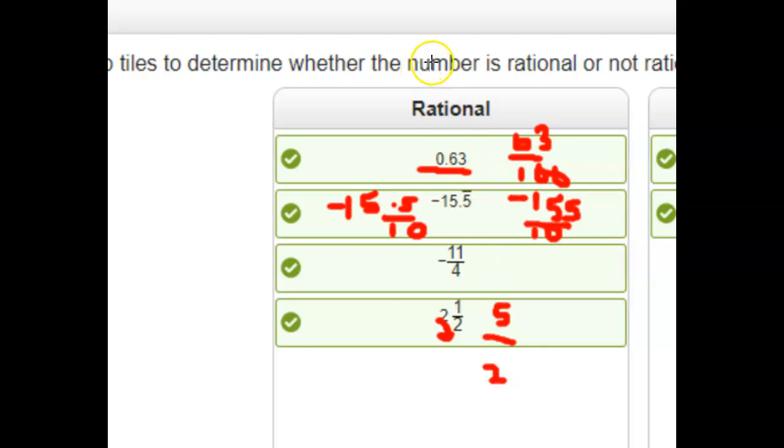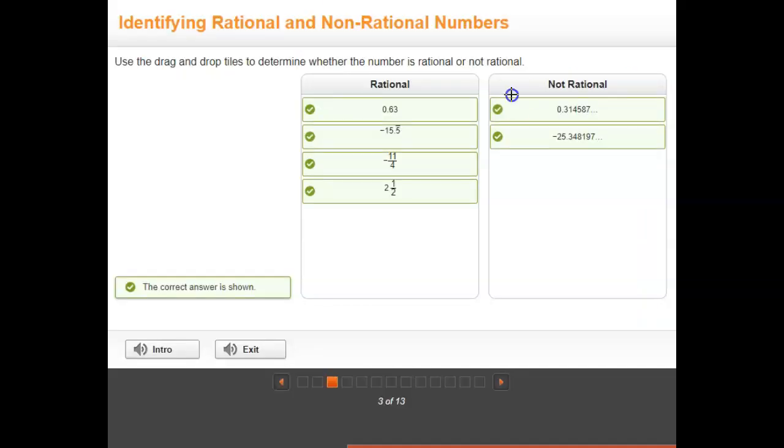All right. So let's go ahead and look at the not rational options. If we look at the numbers that are not rational, notice the numbers that are not rational do not repeat in any fashion. Okay, so we have these decimals that just go on and on forever, and they don't have a repeating decimal. It's just the first one, 3, 1, 4, 5, 8, 7. It's just going on and there's no pattern. Same with the next one. That is the difference between rational and irrational numbers.